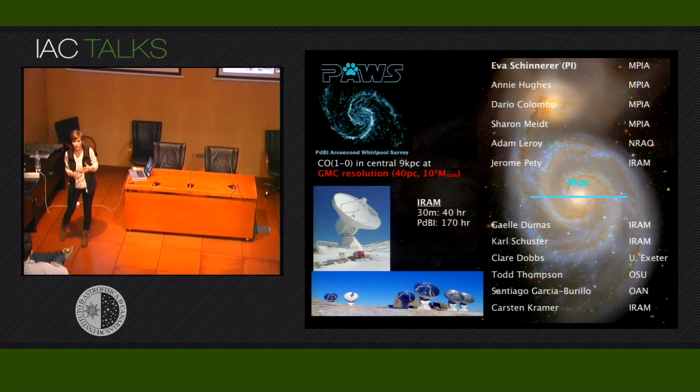So to this body of work, I'm adding results from the PAWS survey. This is the PdBI Arcsecond Whirlpool Survey of CO 1-0 emission in the central 9 kiloparsecs of M51. This is a combination of interferometric and single dish data. So we have resolution on the scale of 40 parsecs, the typical size of a GMC in the Milky Way. And we have sensitivity to clouds above 10 to the 5 solar masses. Now, this is really unique because it gives us a wide field of view to sample a variety of environments for GMCs at the same time as a large number of GMCs to perform reliable statistics.